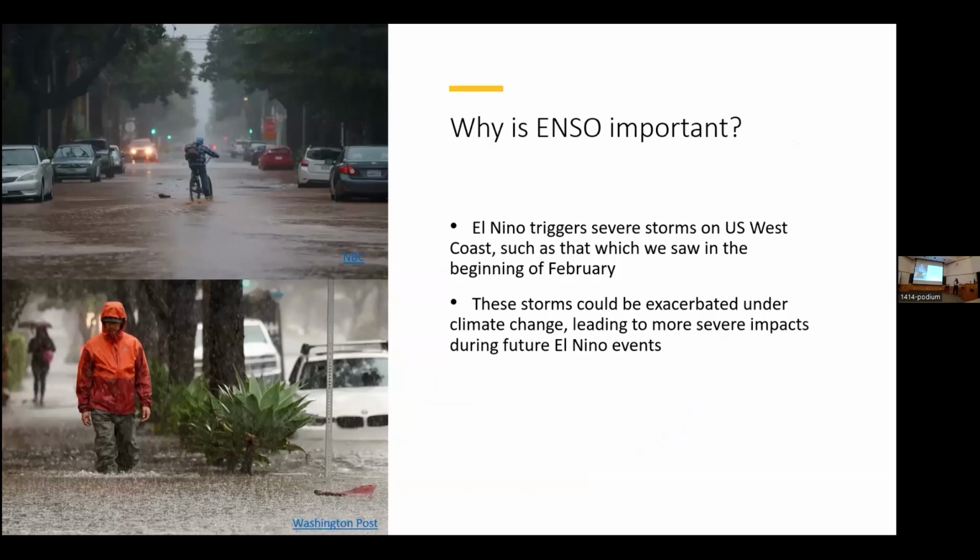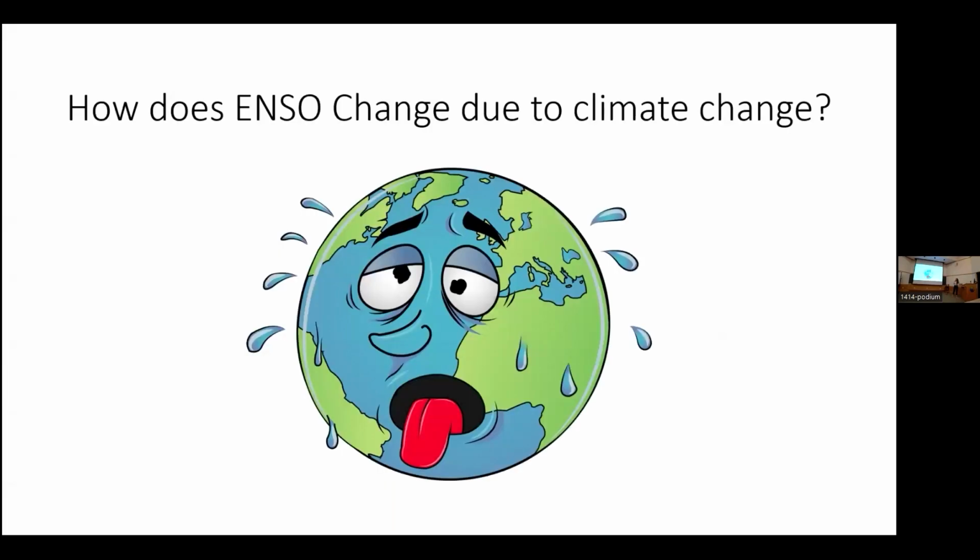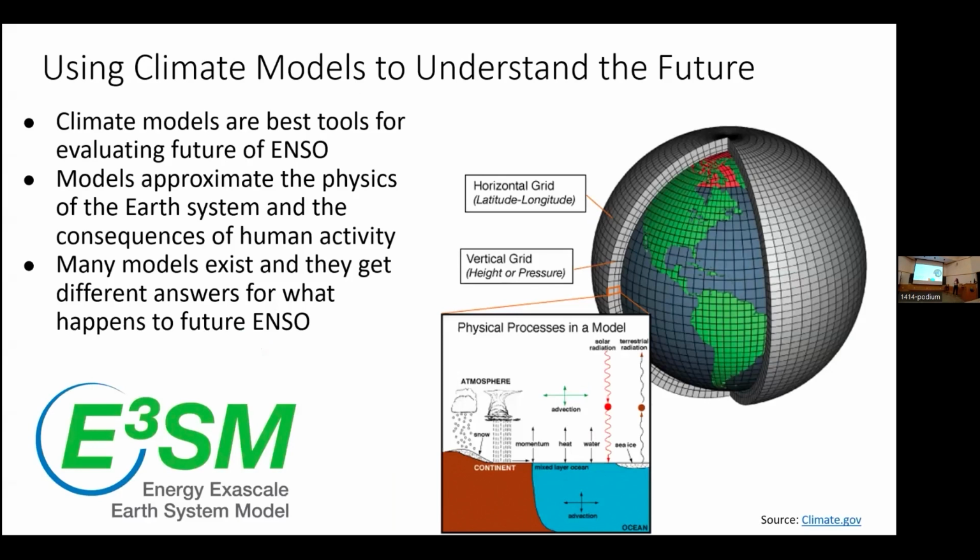So these storms already cause severe flooding, and they could be exacerbated under climate change if future El Niño events are stronger. So we want to know, how does ENSO change due to climate change so we can understand these impacts? And to address this question, we use climate models to evaluate future changes to ENSO. They're our best tools that we have for projecting the future.